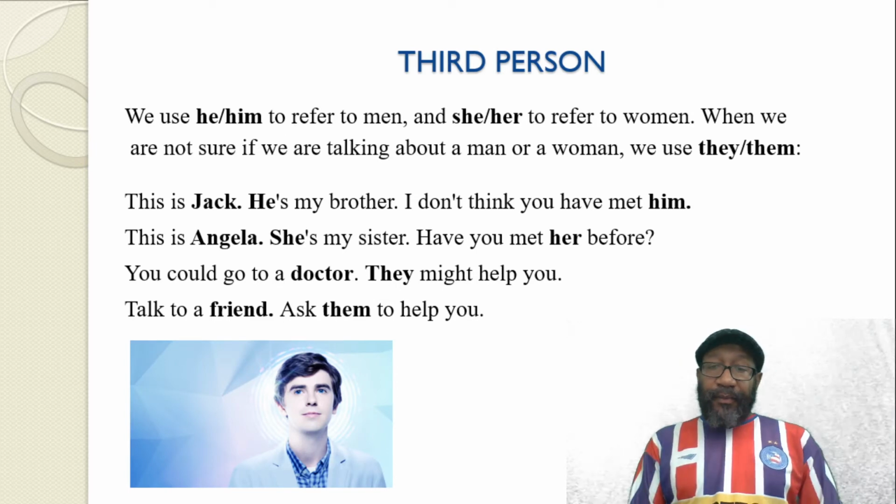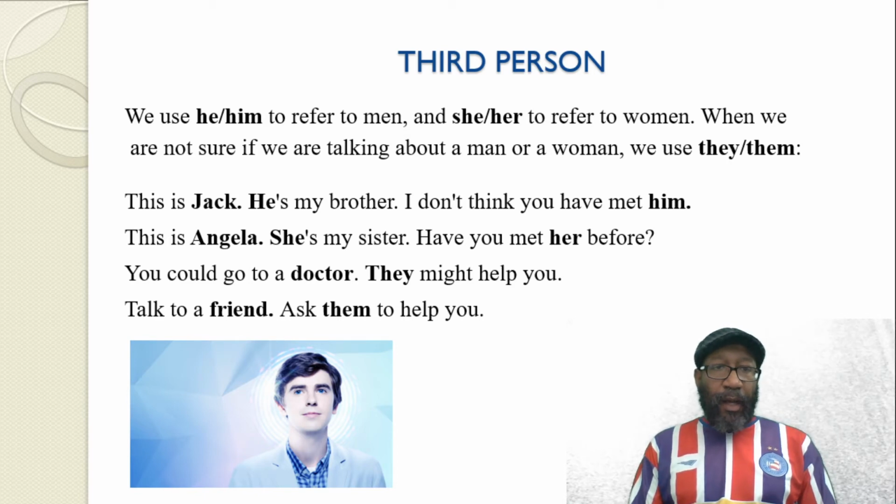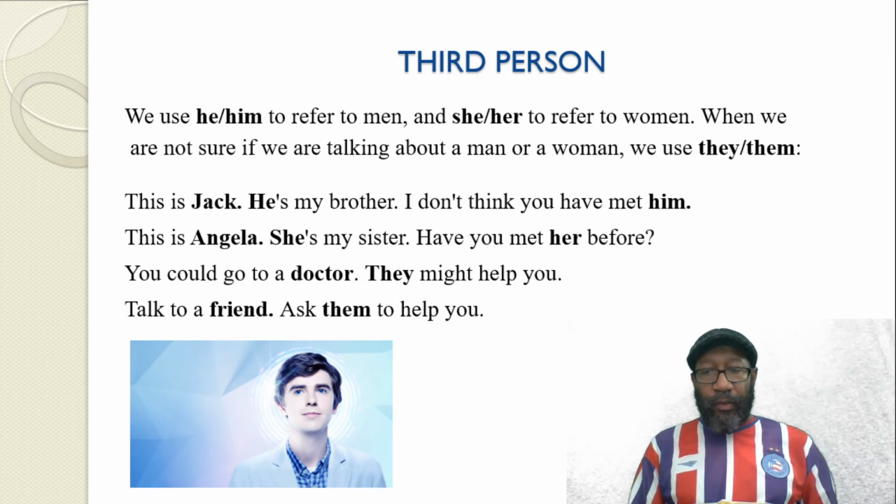There's something interesting about the use of personal pronouns. We use he, him to refer to men and she, her to refer to women. When we are not sure if we're talking about a man or a woman, we use they or them. We have an example here. This is Jack. He's my brother. I don't think you have met him. So you see here, Jack is a man's name, so it is related to a man.